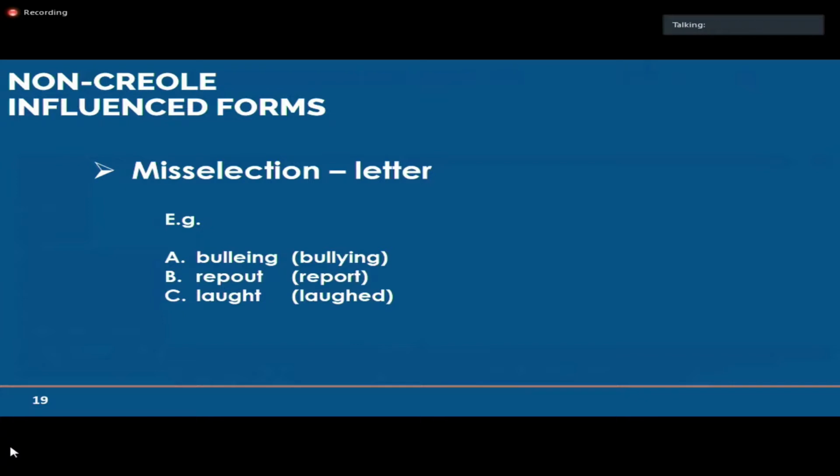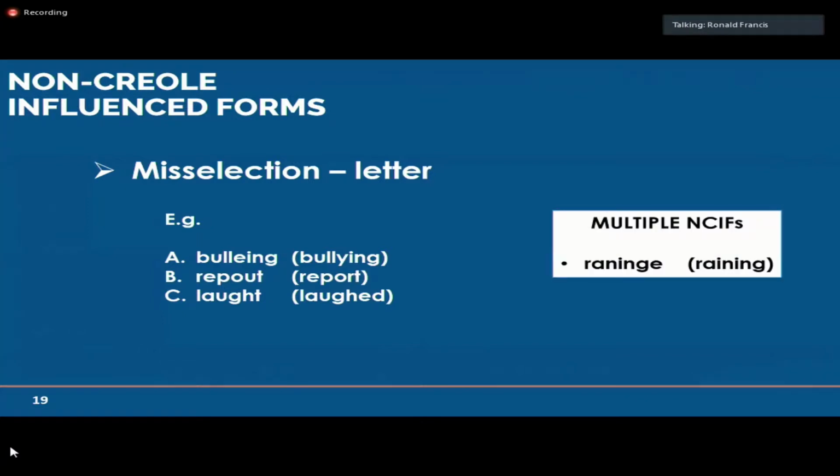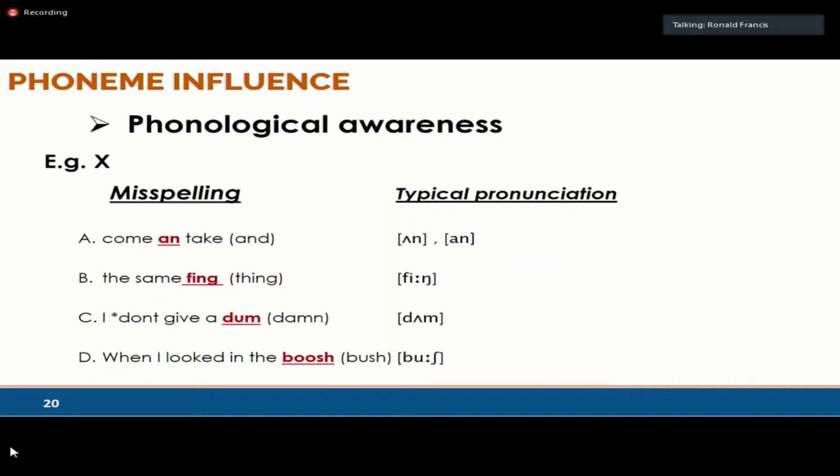But there are some things. One more note before I move on from this slide: sometimes there were multiple errors in the writing as well. So in raining, the student has over-included a letter there. In the next one, the child has deleted the I after the A, but also added another letter. So sometimes there were multiple forms that were non-Creole influenced. These were few and far in between. Usually there was just one spelling error in each word. But of course, there are some things that we can classify as Creole influence or belonging to speech.